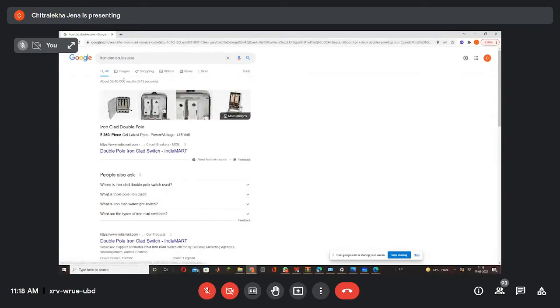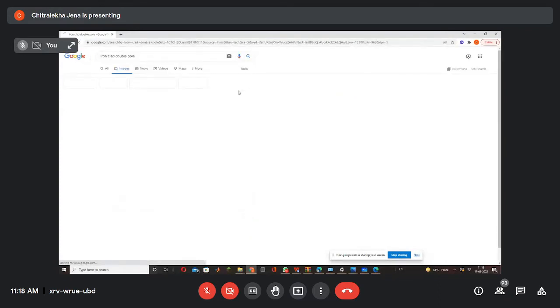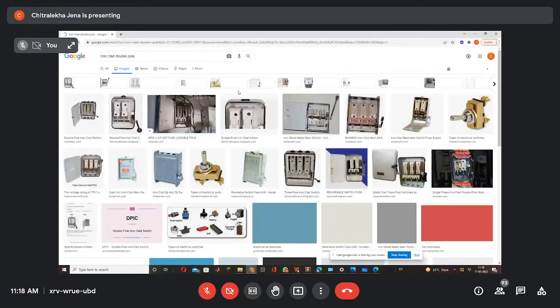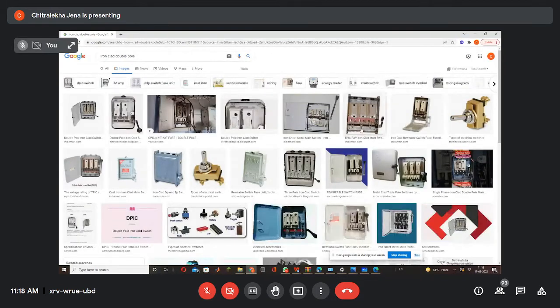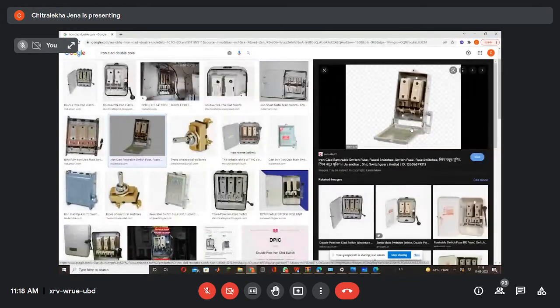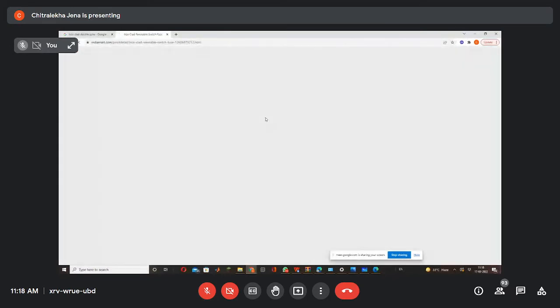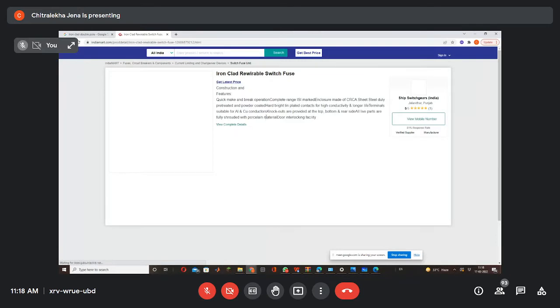Here you see, I am showing you the ironclad double pole. Here you see this one. Yes, ma'am. Understood. This looks like a fuse. That fuse is in the fuse box.